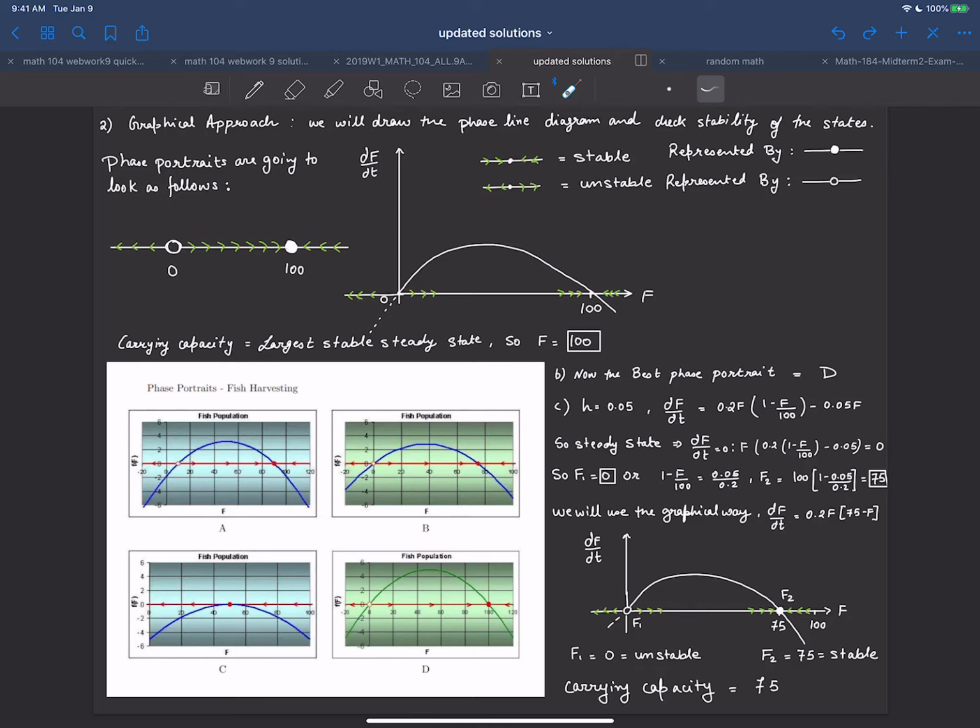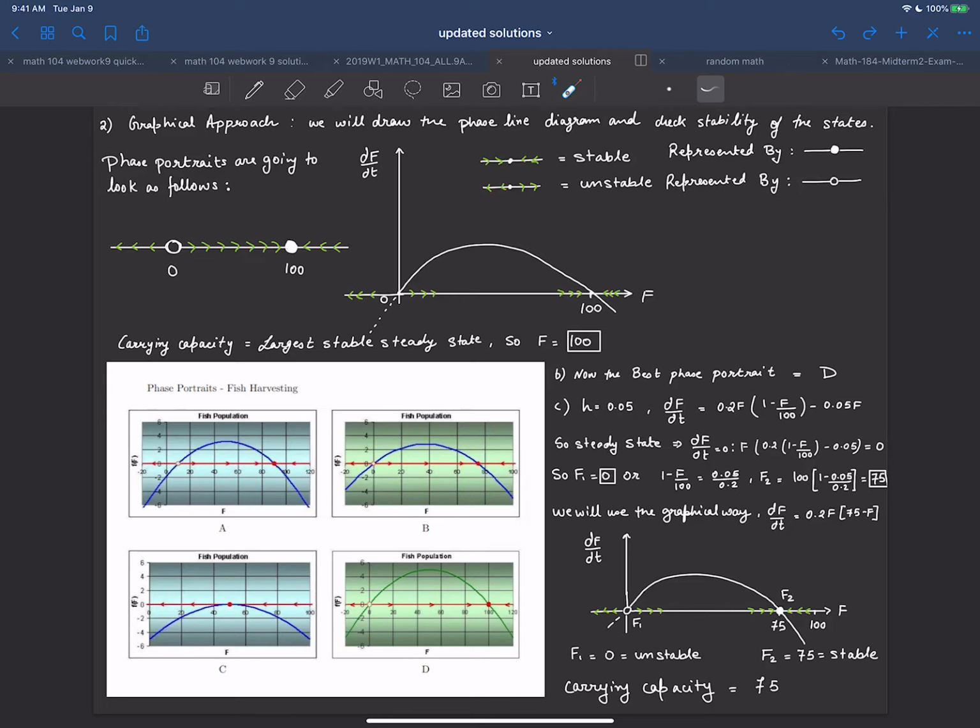So if you do that and plug in that factor, your differential equation now looks like this. To find its steady states, same procedure: you set it equal to 0 and isolate for the steady states. You get the first steady state to be 0, and the other steady state in this case is going to be 75, which is smaller than the 100 that we got in the previous case. That makes sense because now they're fishing, so it should be stable at a smaller value than 100.